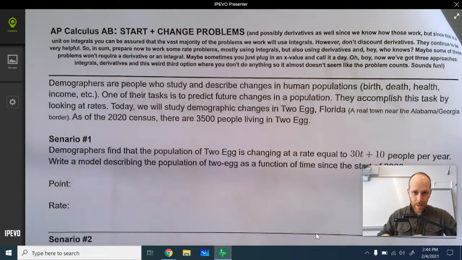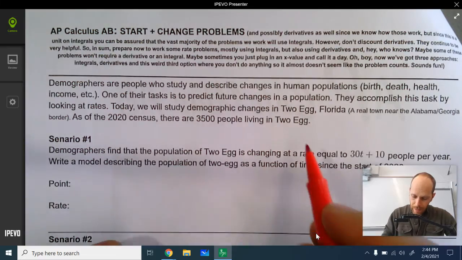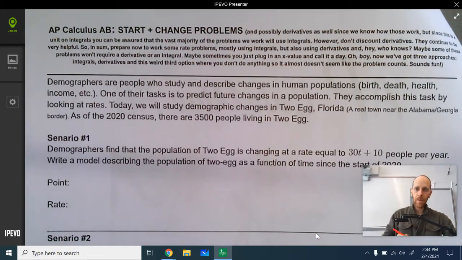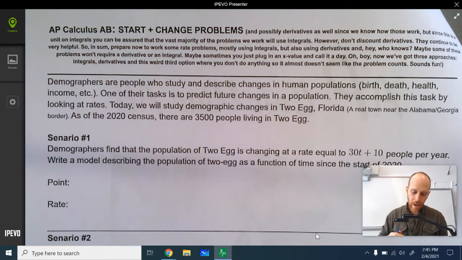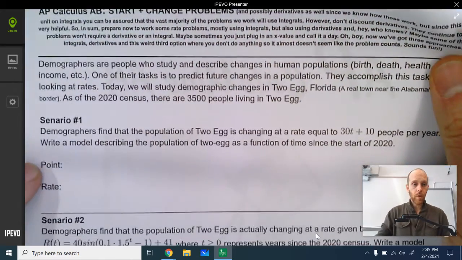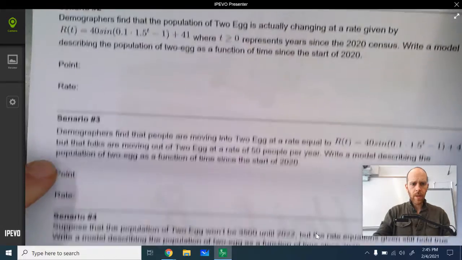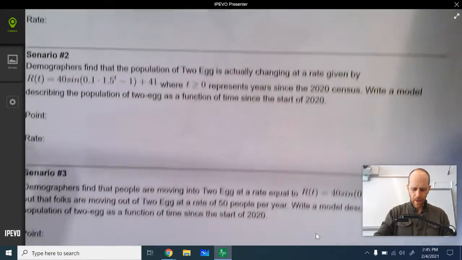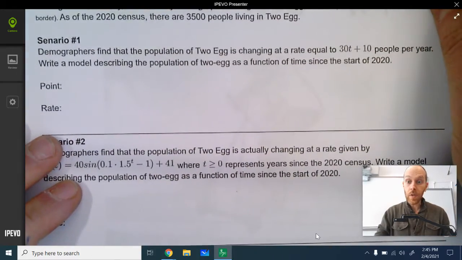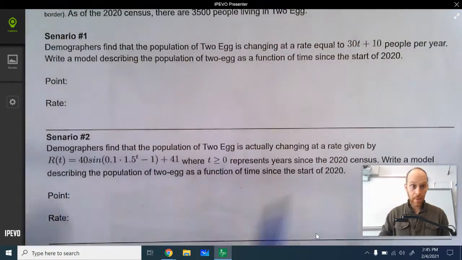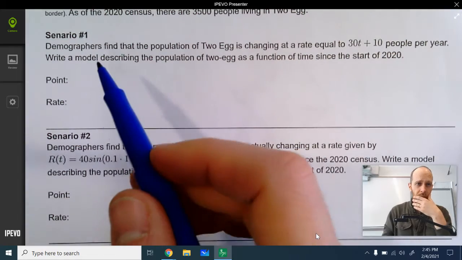Let's imagine that we're studying one particular town named 2EG, Florida, which, by the way, is a real town. And let's suppose that we also know this: as of the 2020 census, there are 3,500 people living in the town of 2EG. We're going to look at 4 different scenarios that we might encounter when studying rates and predicting populations.